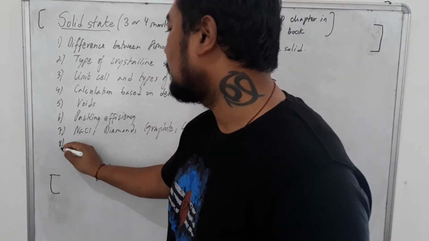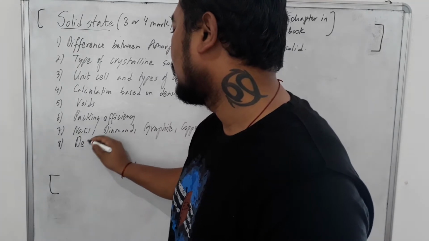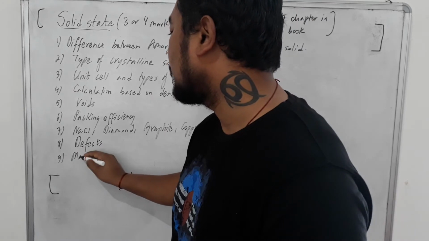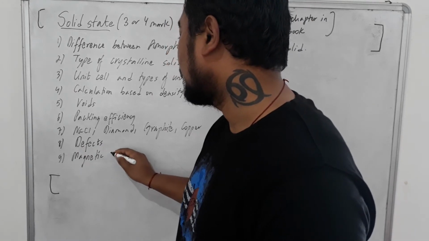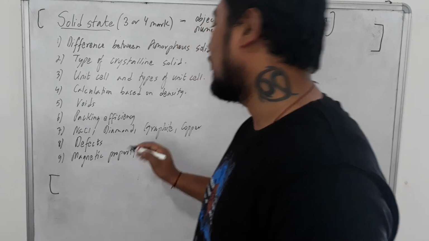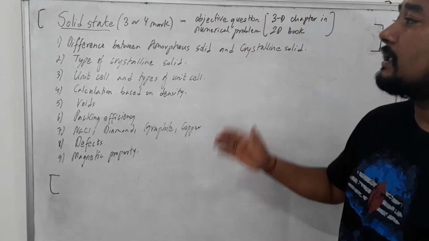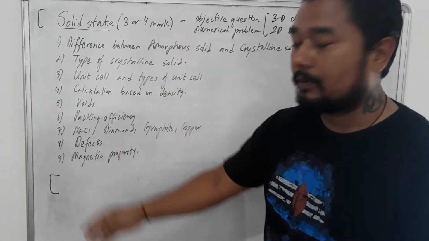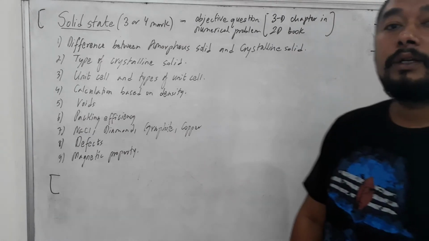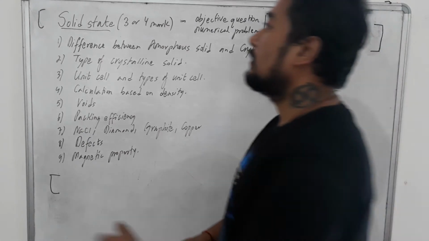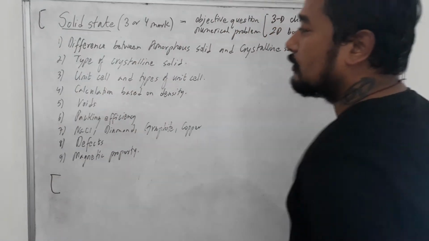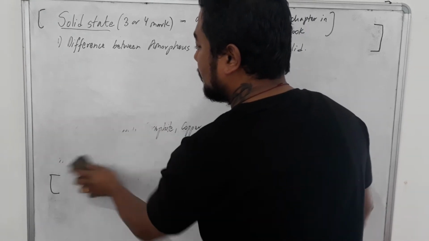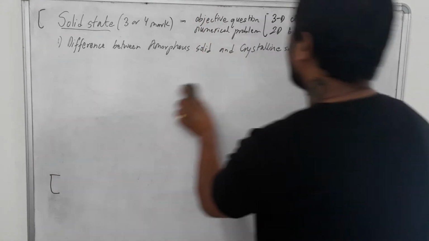Then you have to learn about defects, which is also known by the name imperfection. After defects, you need to learn about magnetic property. These 9 topics make up this chapter. So do remember, students, you have to learn these 9 particular topics which are in your syllabus. Today we'll start with the first one, the difference between amorphous solid and crystalline solid.